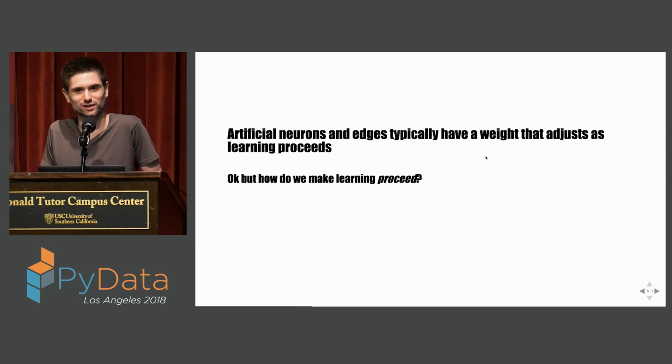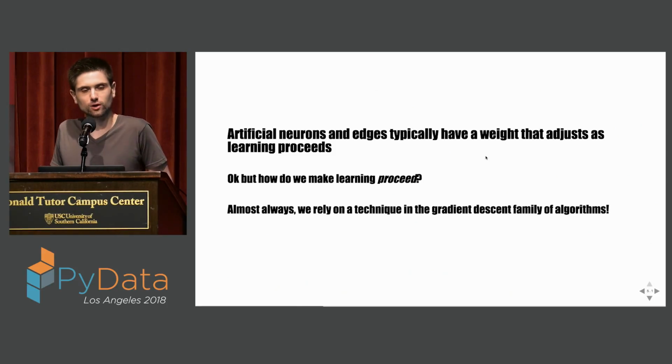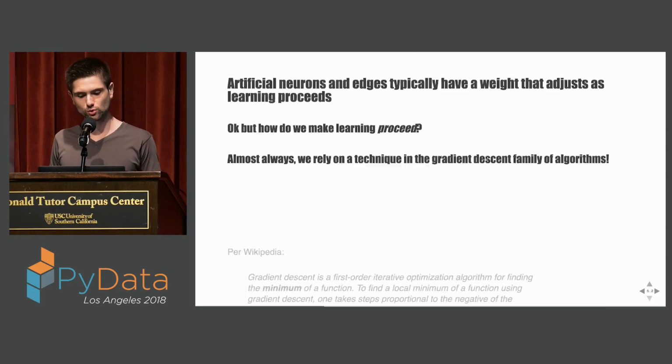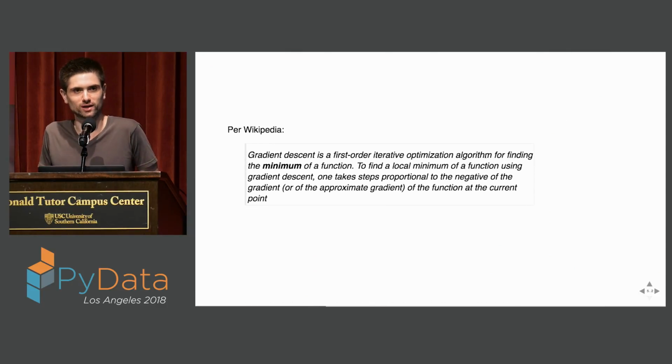That's the crux of the matter here. Almost always, the answer is that we use gradient descent, or some algorithm in the broader gradient descent family of algorithms. Gradient descent, again from Wikipedia, is an iterative optimization algorithm, used usually for finding the minimum of a function. To take one of these iterative steps, we find the gradient, and we go in the direction against the gradient.